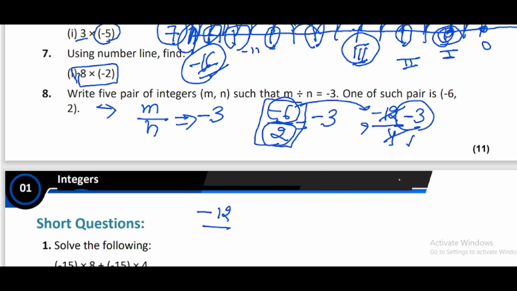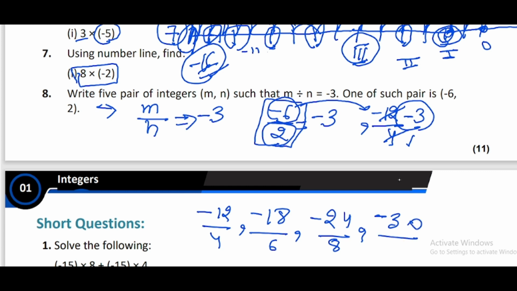Minus 12 by 4. Minus 18 divided by 6. Then 6 multiplied with 4, that is minus 24. Then 2 multiplied with 4, that is 8. And same as minus 6 multiplied by 5, that is minus 30. Then denominator 2 multiplied with 5, that is 10. Then same as minus 6 multiplied with 6, that is 36. And 2 multiplied with 6, that is 12.